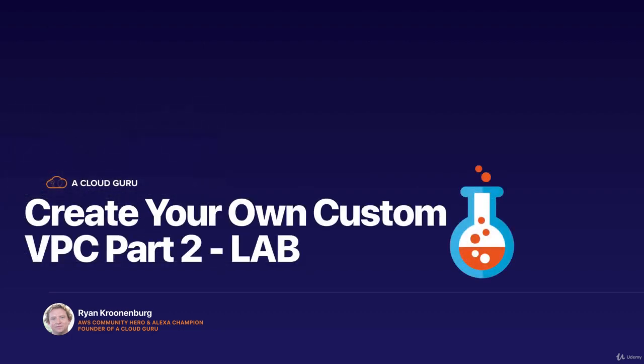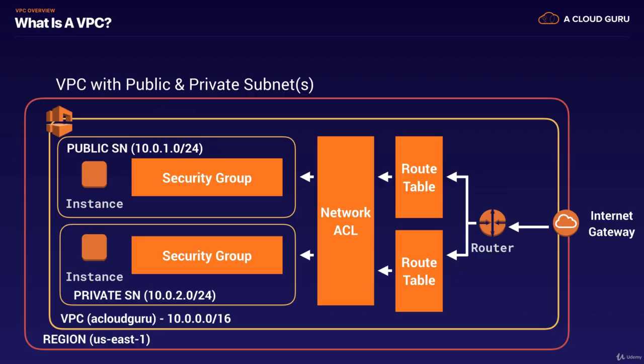In this lecture we're going to look at part 2 of creating your own custom VPC. So far we've created a VPC, we've got a public subnet, we've got a private subnet, we've got instances in both. But right now all we can do is SSH into our public instance, in our public subnet. We have no way of communicating to our private instance. So let's go ahead and figure out how we can do that.